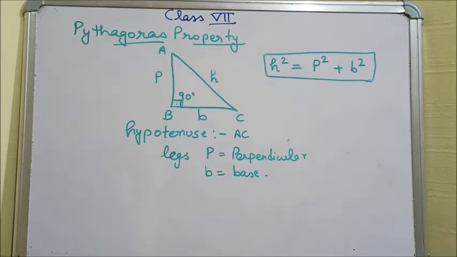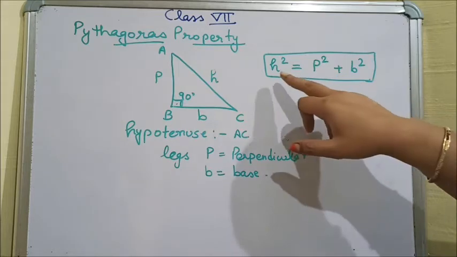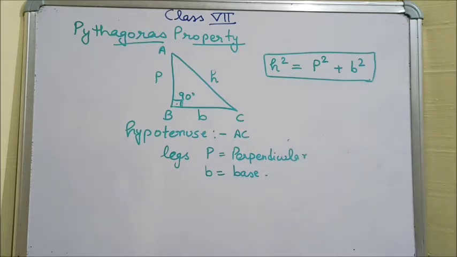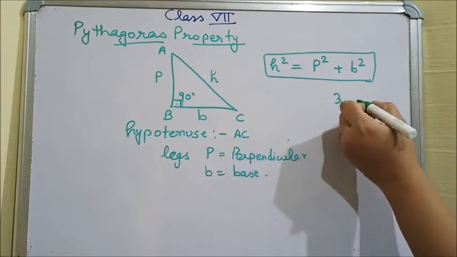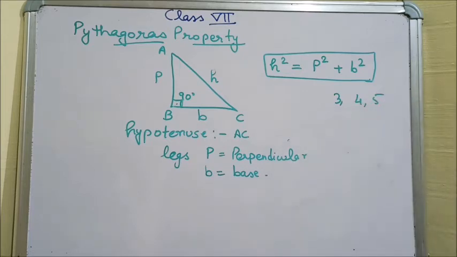Also, if the lengths of the sides are given, suppose hypotenuse, p and b are given, you can determine whether the given triangle is right angled or not. Because if it is a right angle triangle, then this property holds good, otherwise the property will not hold. Suppose I give you a triangle having three sides, 3 centimeter, 4 centimeter and 5 centimeter, and I am not sure whether the triangle is a right angle triangle or not.